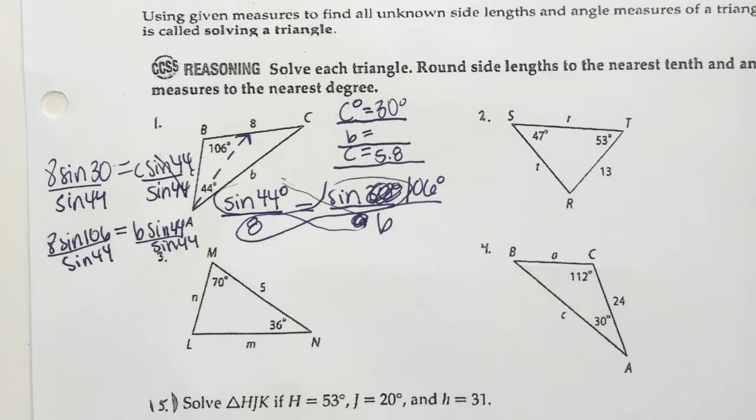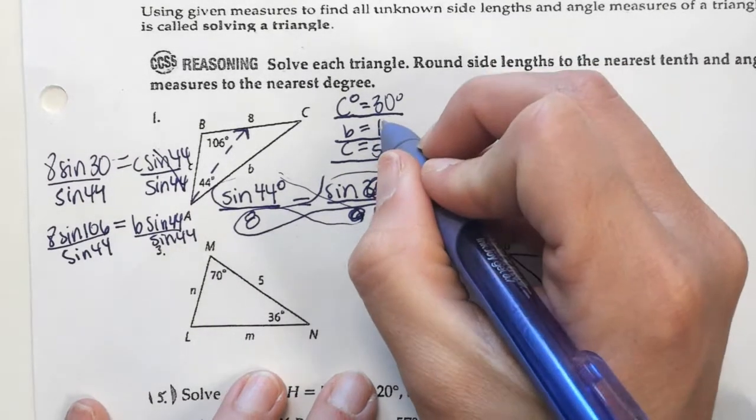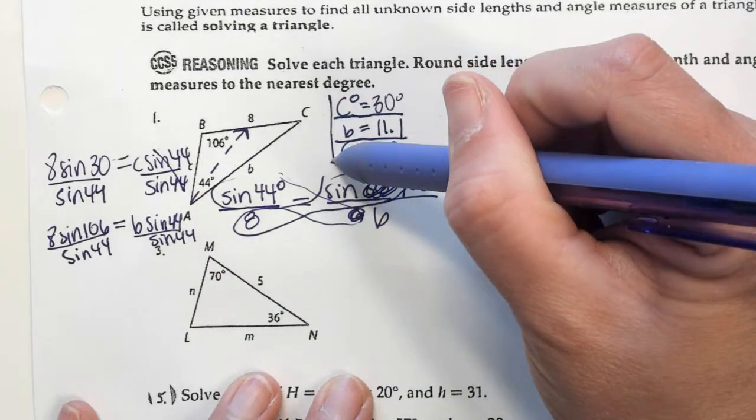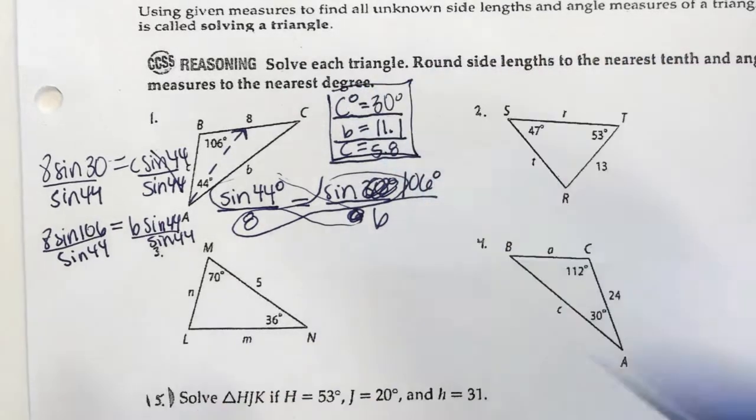What'd you get? 11.1. Very good. And that's it. We had 3 things they gave us. We found 3. There's only 6 to find, so we got them all. We've solved the triangle. Questions about that one?